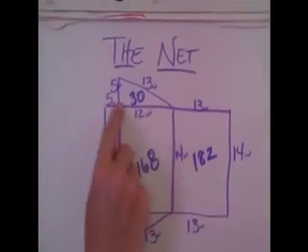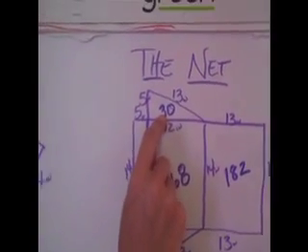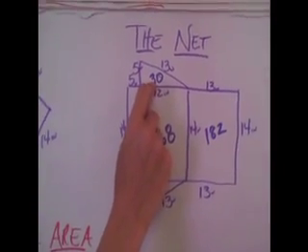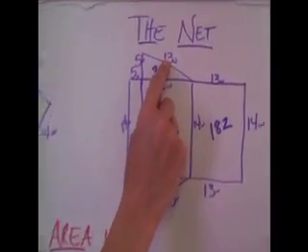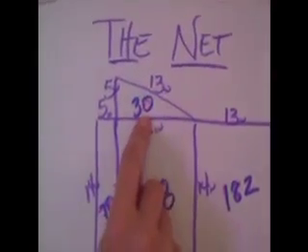As you notice, these are triangles, right triangles. How do you find the area of a triangle? Base times height, divide by 2. So what we did is 5 times 12, which is 60, and divided by 2, which is 30.